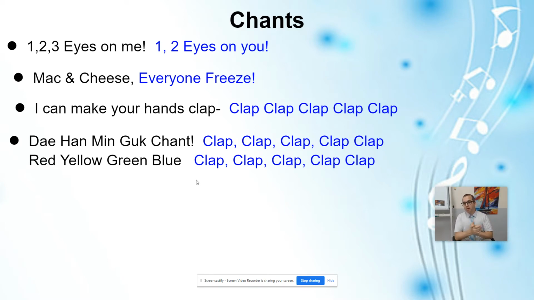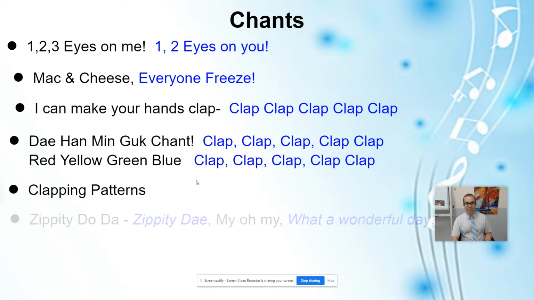Dae Hanmin Guk. I can change that up. Red, yellow, green, blue. So I can change this to whatever I want, whatever I'm focusing on. And then they would do the clap part. So they're getting a little bit of physical activity, and then they're getting back on their attention. They're going to have a lot of fun doing it. I can add in any old clapping pattern. So now the students have to mimic that clapping pattern. So it keeps them focused on the teacher a bit, but then it gives them a break from whatever they're doing. And this can be very fun.